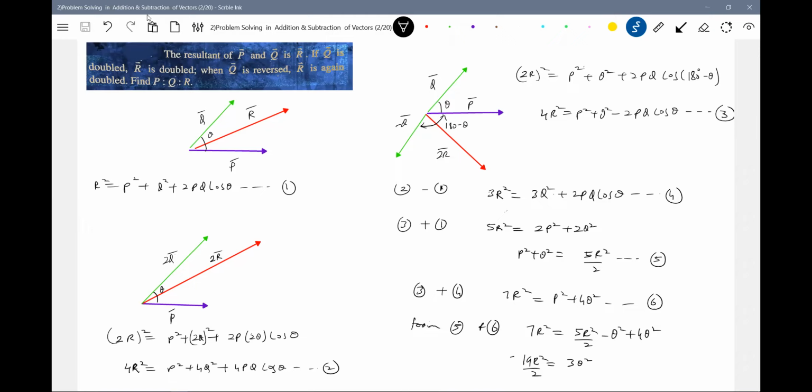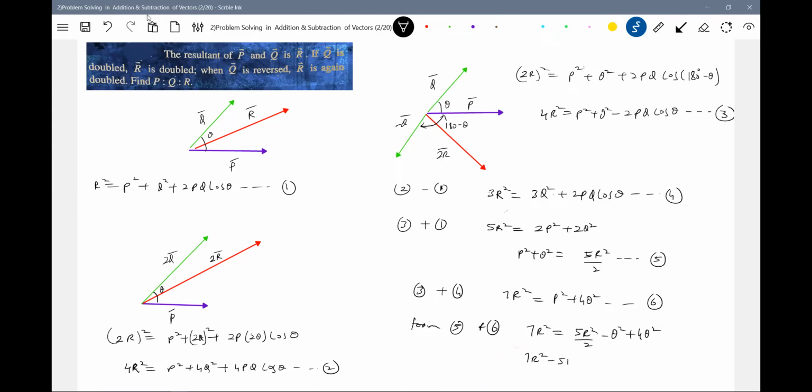P square plus 4Q square equals 7R square. P square plus Q square equal to 5R square by 2. I think we have to solve this one, no? The relation between Q and R, we got it. Q square equal to what we get, like a 3 root should come, no? P square plus 4Q square. Okay, let me do one thing.